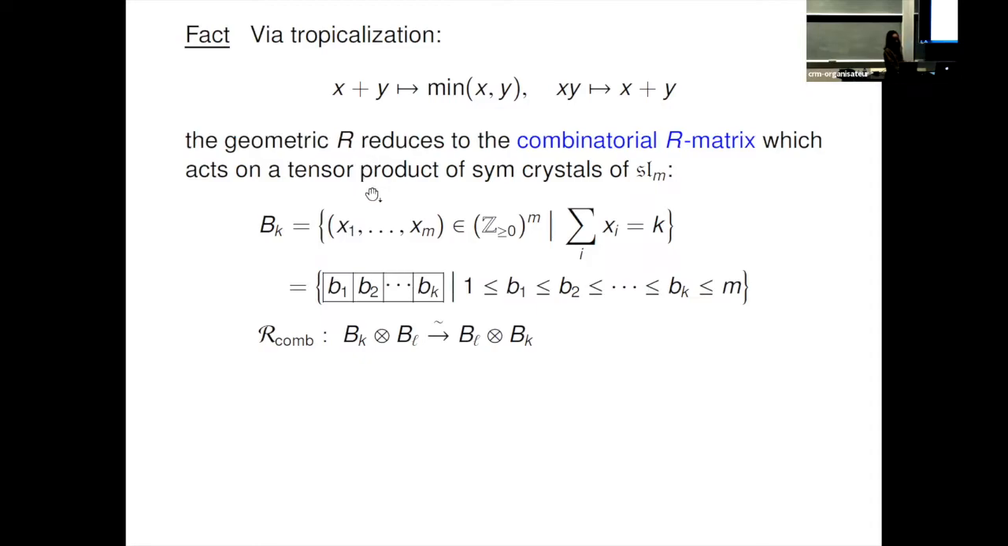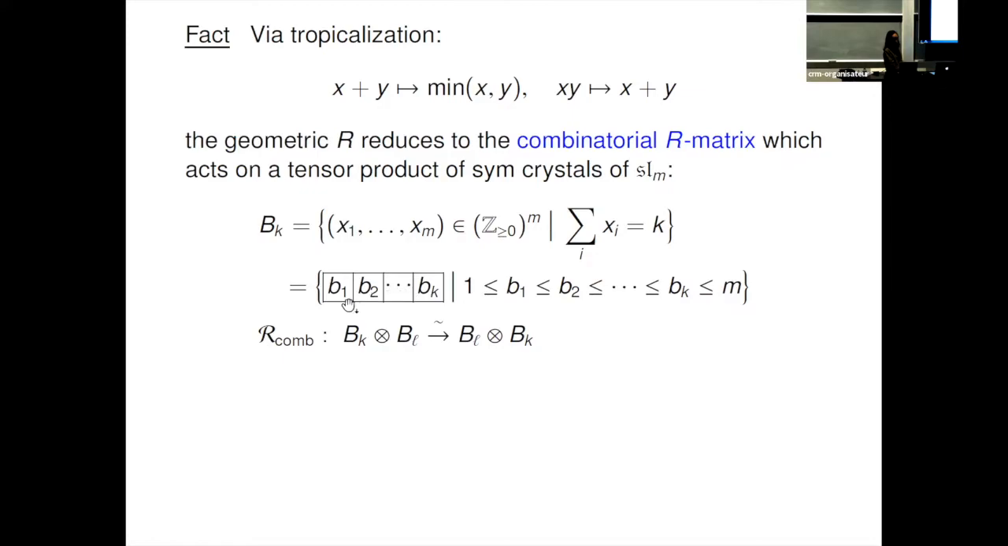Then actually the combinatorial R matrix is given in the following way. It is an M-tuple of non-negative integers whose summation is K. This set is named BK.